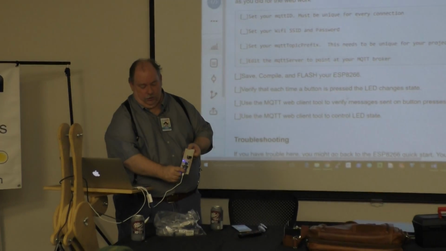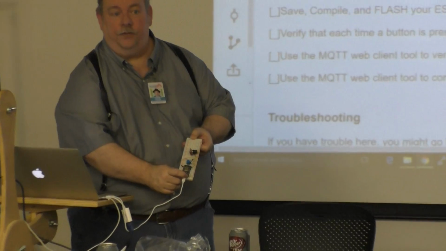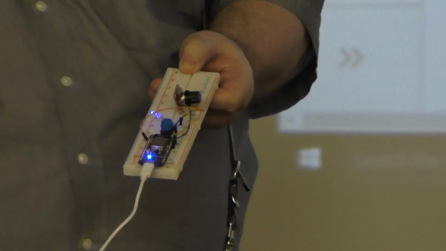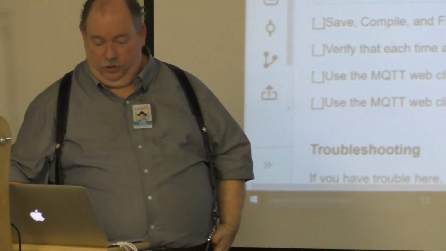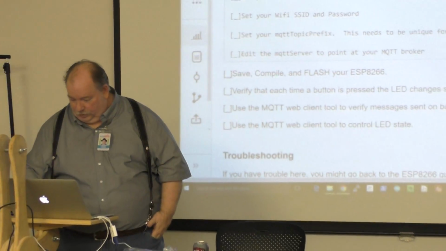Once more, the LED here, I press the button. If it's on, it's going to go off. If it's off, it's going to go on. So it's changing state, which is what we said to do in the code after we flashed it. And I'll show you the code now.